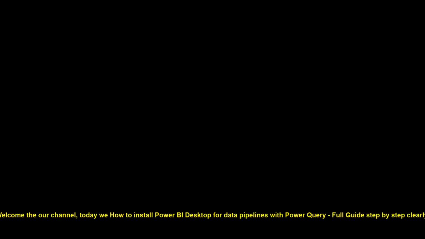Step by step clearly. To install Power BI Desktop, begin by opening your preferred web browser. Navigate to the official Microsoft Power BI website. Locate the download section on the home page. Select the option to download Power BI Desktop.